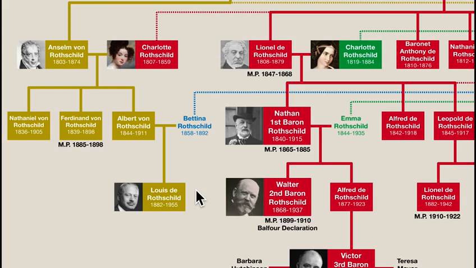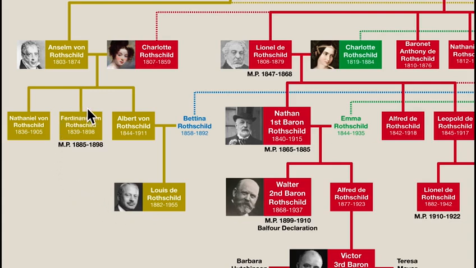Second, they were hit hard by the Great Depression, and in fact were one of the first banks to declare bankruptcy. Third, and most devastating of all, most of their assets were seized when the Nazis came to power. In fact, one of the brothers, Louis de Rothschild, who I've shown here, was captured by the Nazis and ransomed for $21 million. That's almost $350 million in today's dollars, perhaps the largest ransom ever paid.